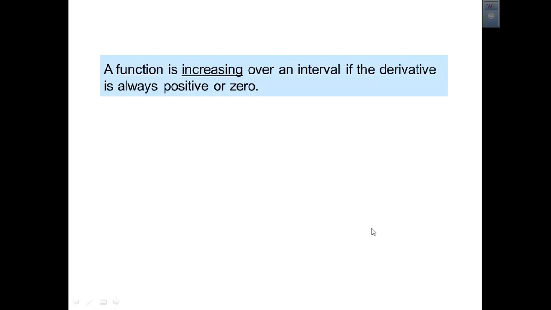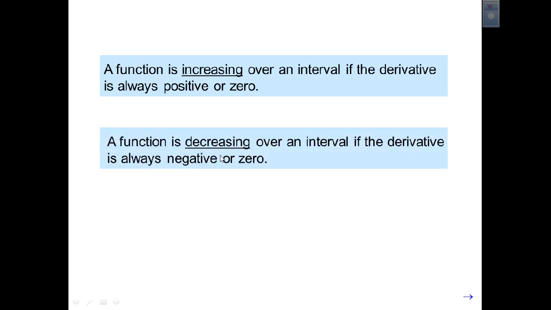All right, now let's look at a couple of somewhat obvious definitions. A function is increasing over an interval if the derivative is always positive or 0. And I'll explain the or 0 here in just a second. And in the same way, a function is decreasing over an interval, and we're talking about over the entire interval, if the derivative is always negative or 0.